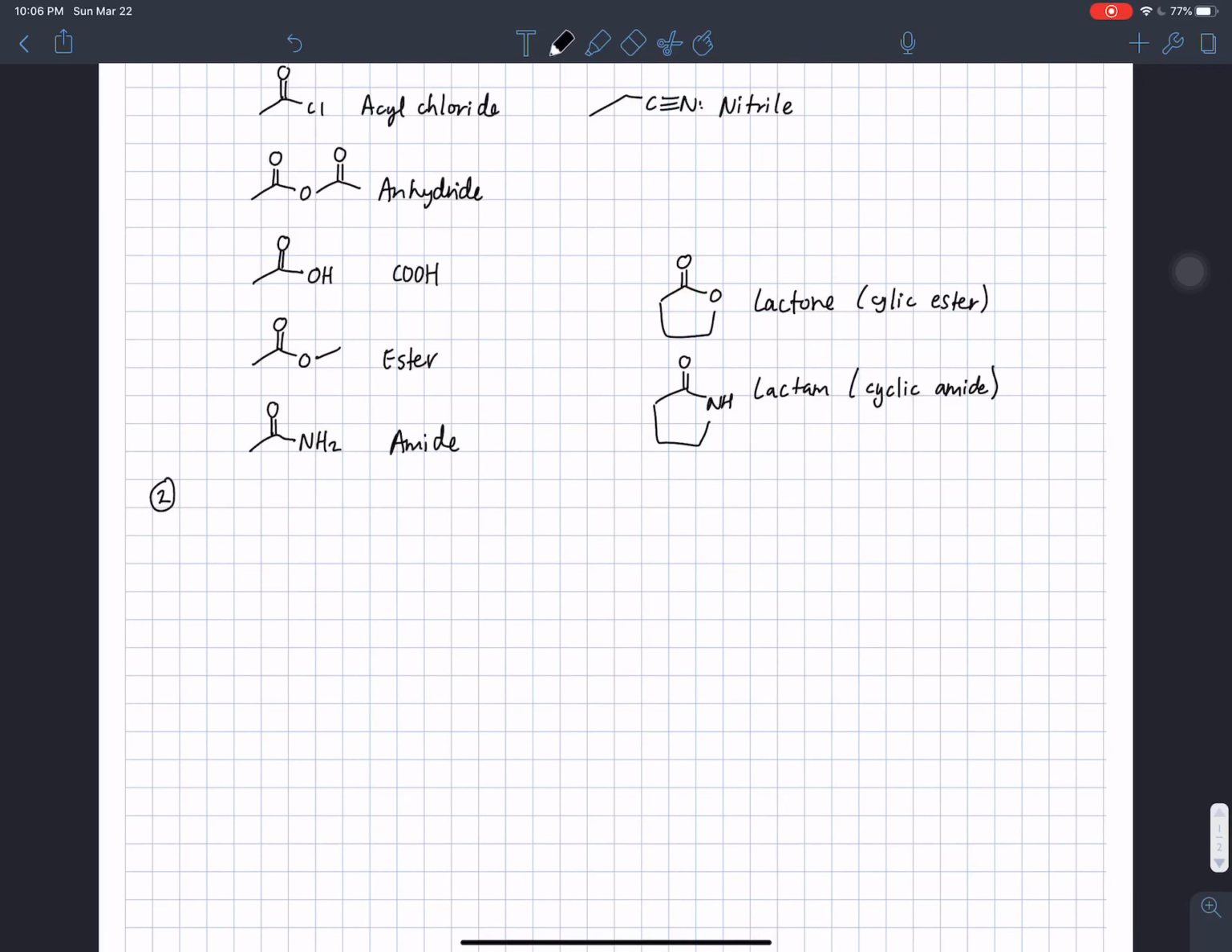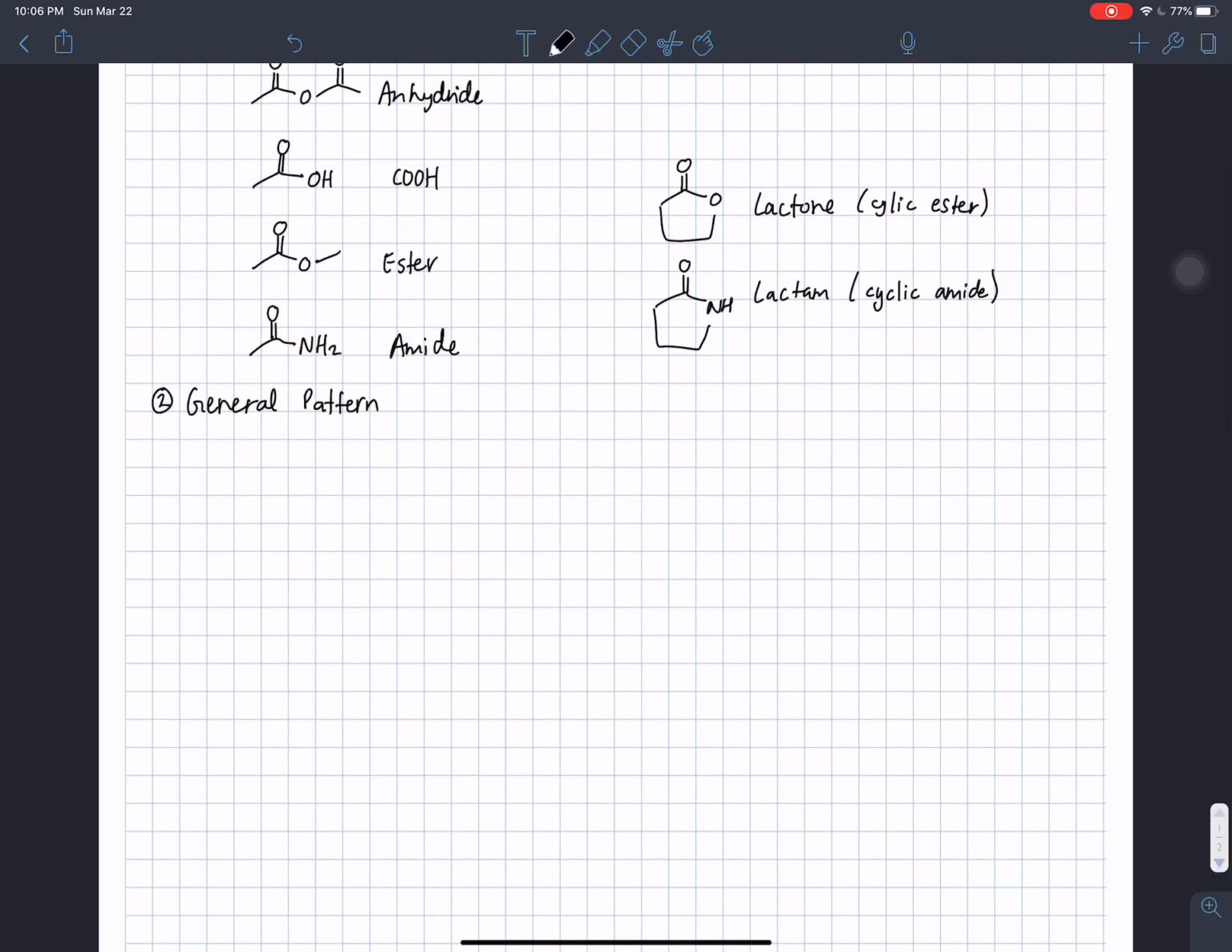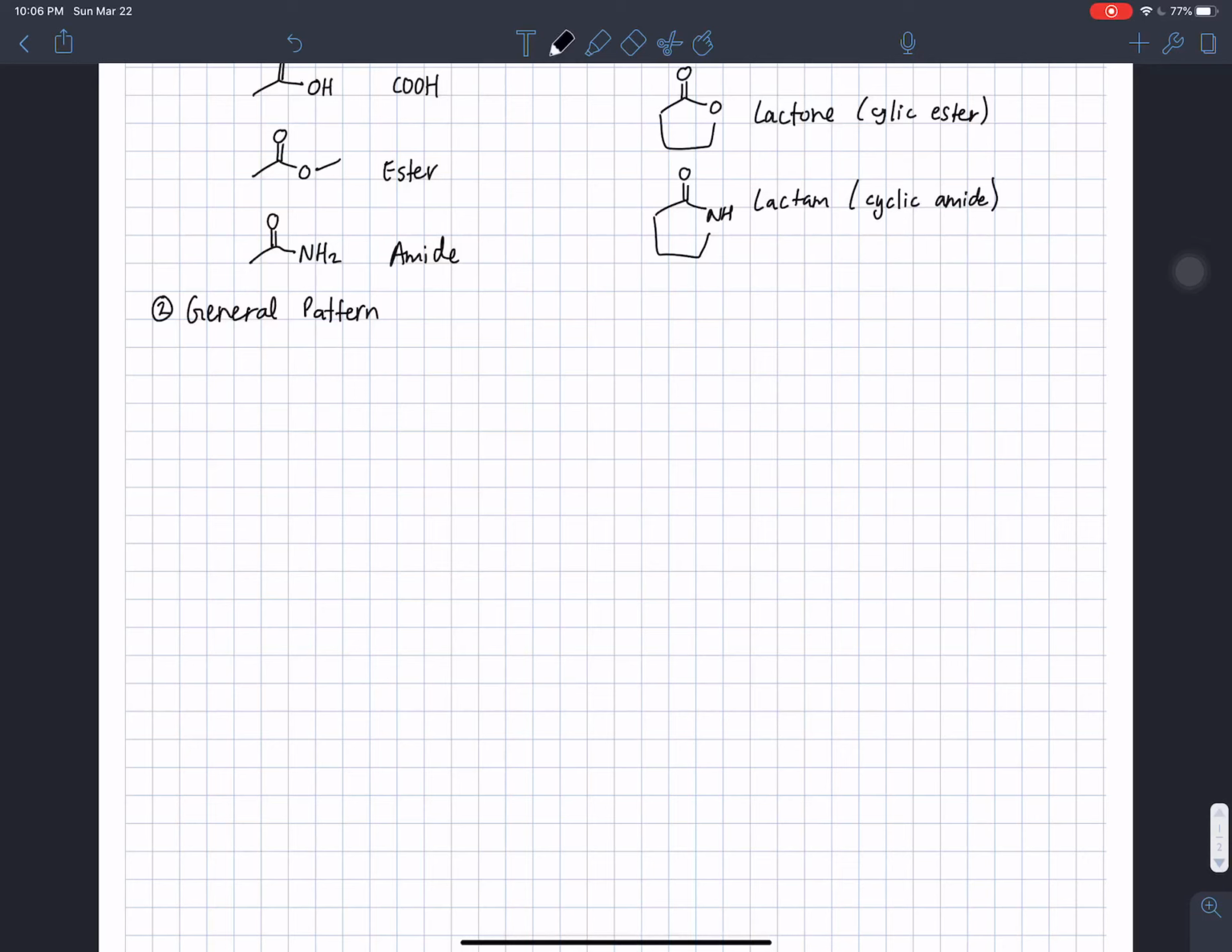All right. We want to look at the pattern between these different derivatives. So let's look at this general pattern. Now, because your test is a multiple choice test, you might get one of these questions where they ask you, oh, well, which one is more reactive? Which one is less reactive? And so on. So generally, our pattern goes something like this.